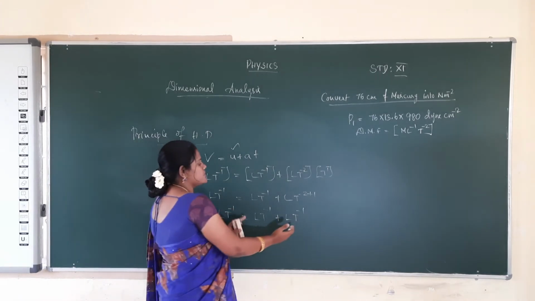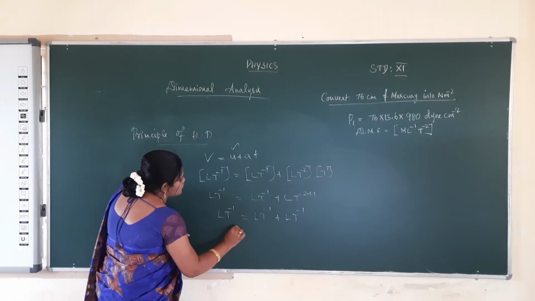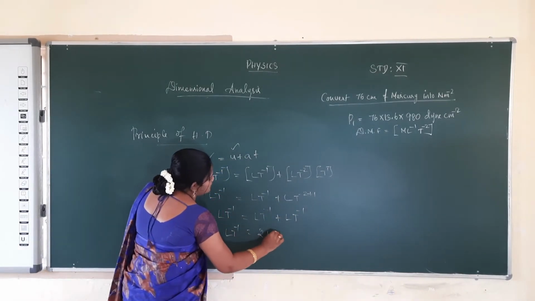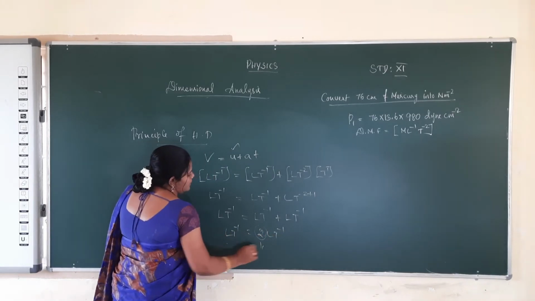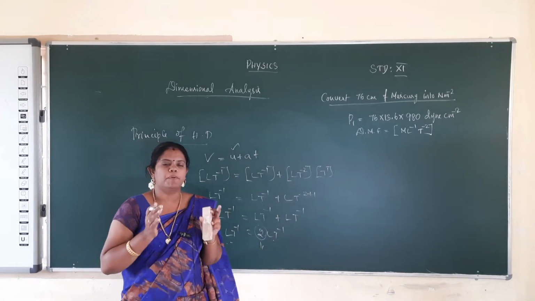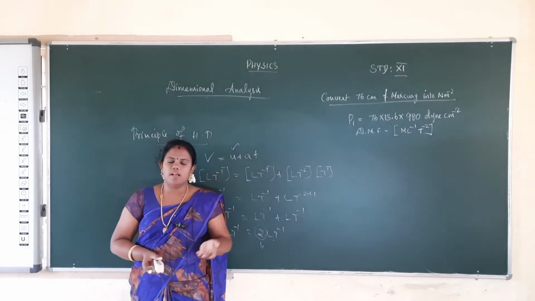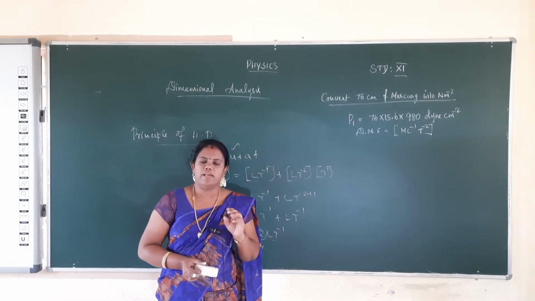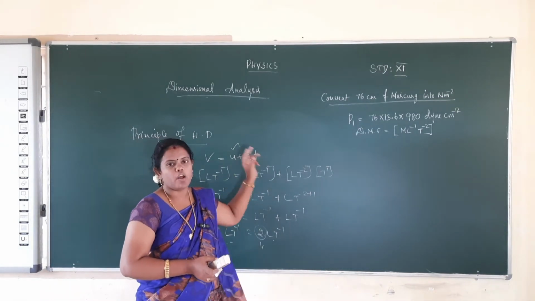Suppose one side has the same dimension, you have to add easily. So L T power minus 1 is equal to 2 into L T power minus 1. So 2 does not have dimension, so it will be equal. So when both sides' dimensions are equal, that is the principle of homogeneity of dimension. Both sides' dimensions will be equal, it will be called the principle of homogeneity of dimension. Okay, clear that? So this is a very important 2 mark question, you have to learn it thoroughly.